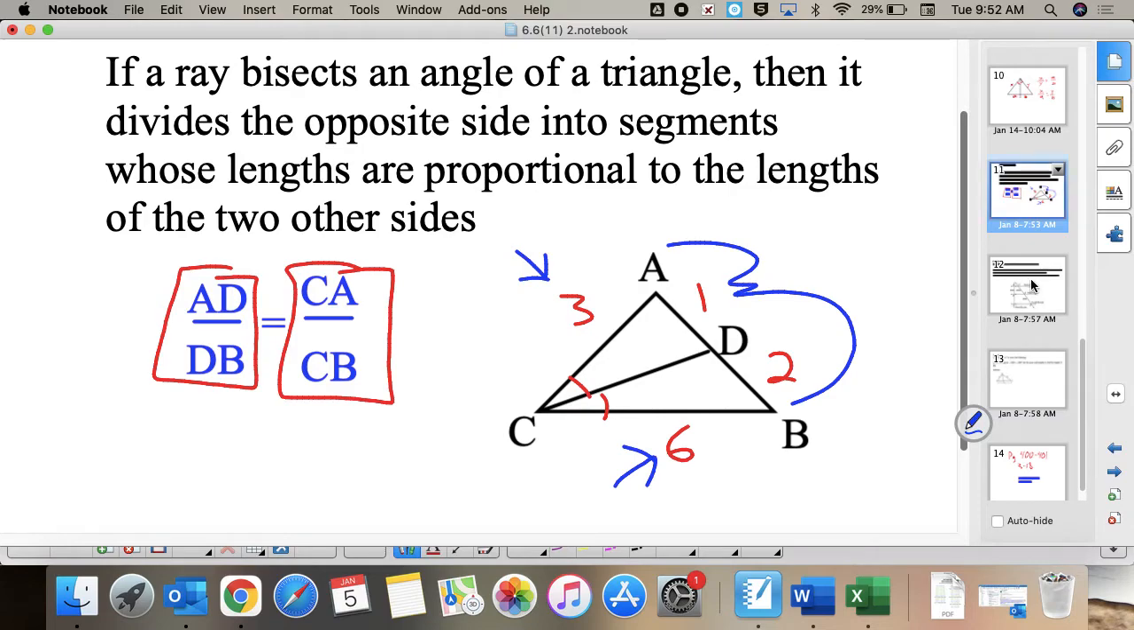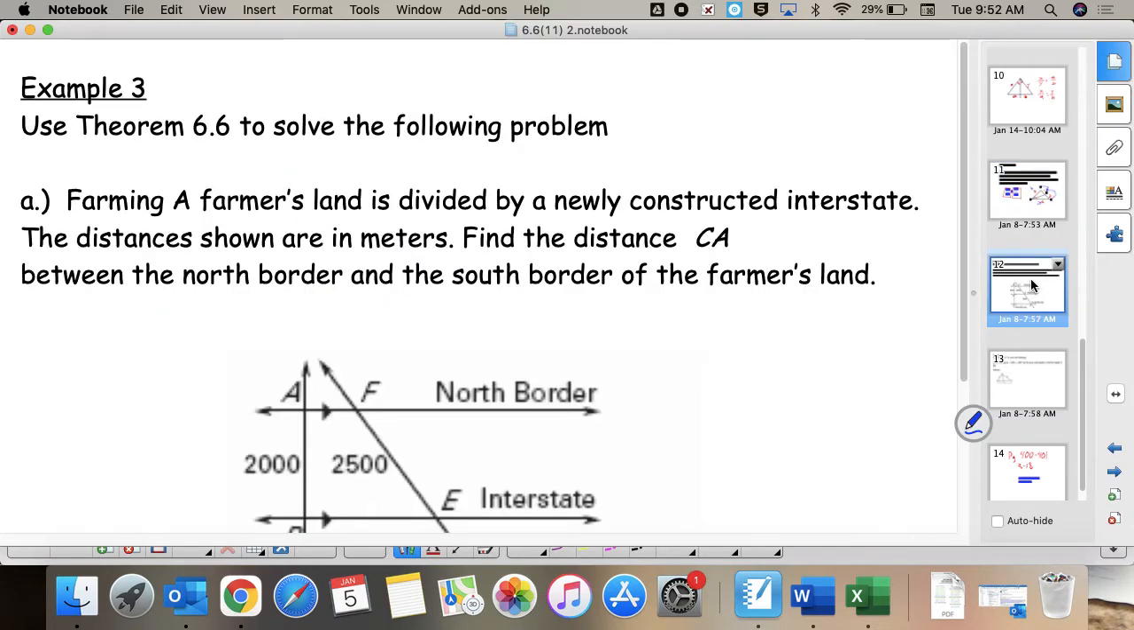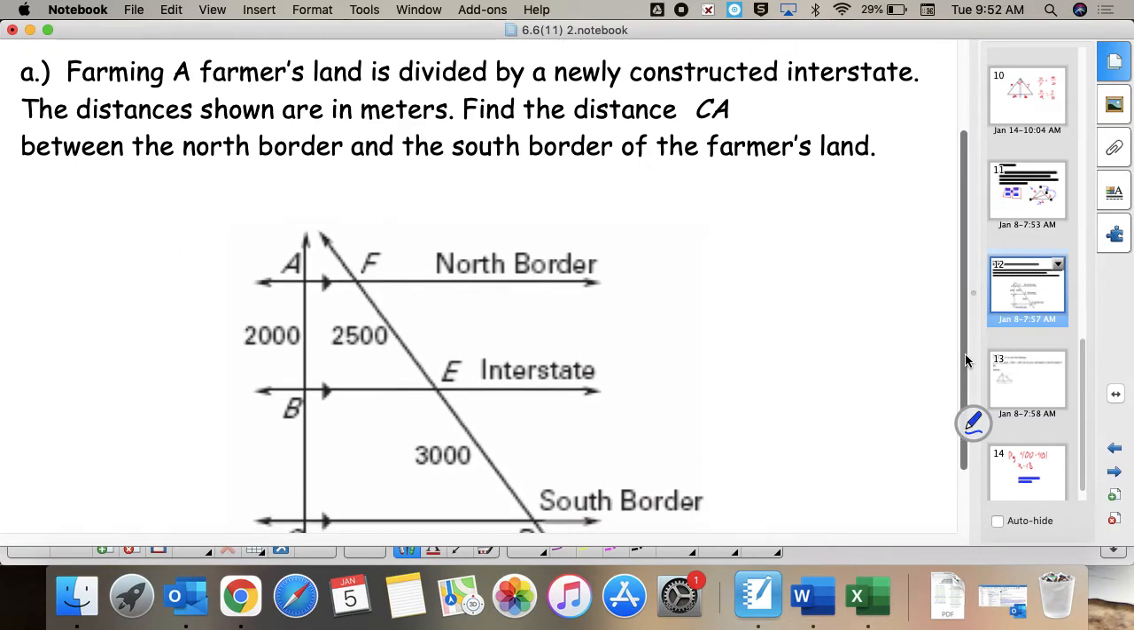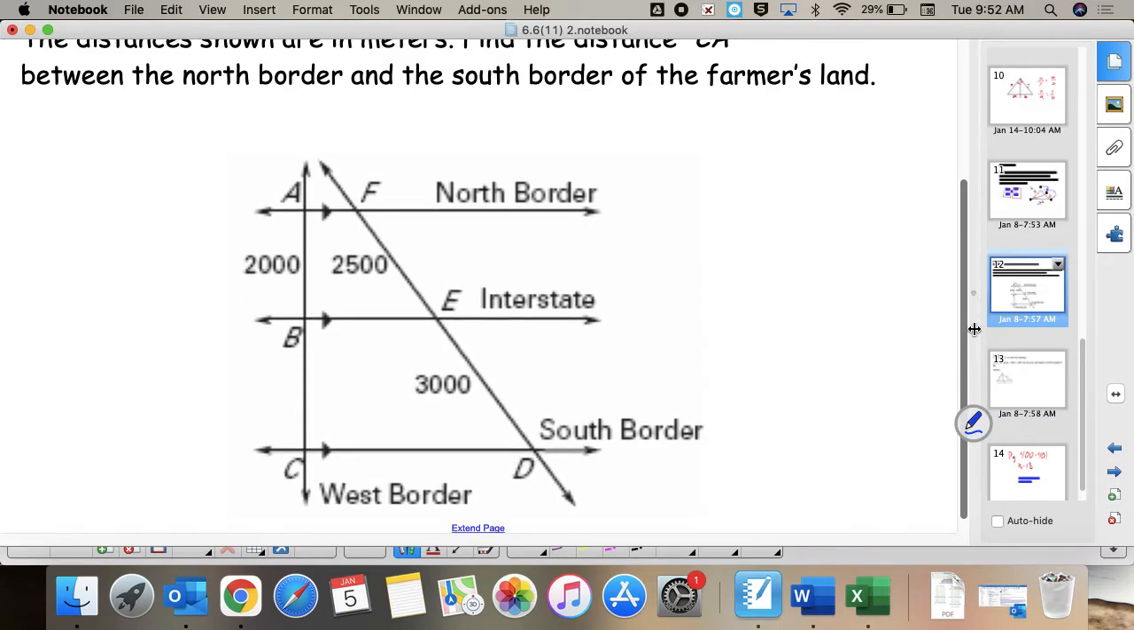Now we're going to use each of these theorems that we just went over for one of the examples coming up. In example 3, it says a farmer's land is divided by a newly constructed interstate. The distances shown are in meters. Find the distance CA between the north border and the south border of the farmer's land. So when I'm looking at my figure here, here's my borders. Notice all my lines coming through are parallel. So those segments have to be proportional.